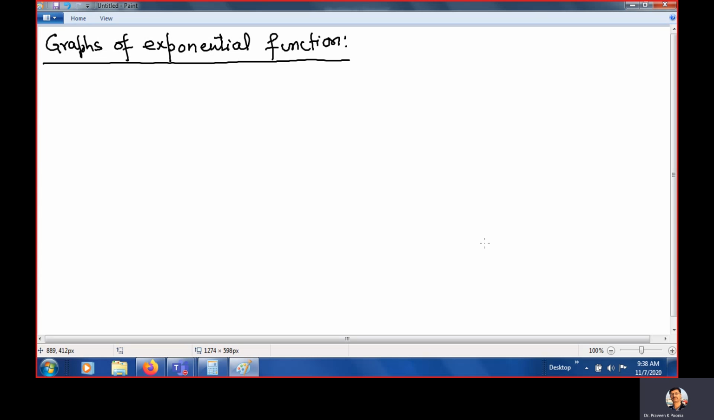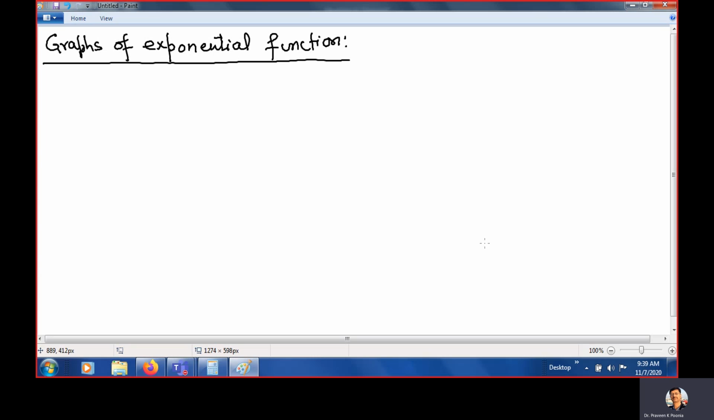In the last lecture we studied three important things. What is an exponential function? Then what are the properties of exponential functions? And then the third one, the questions based on exponential functions, particularly properties of exponential functions. Now today we are going to study the very important topic, graphs. How do we draw the graphs of a function?